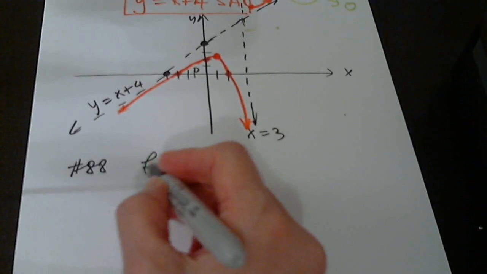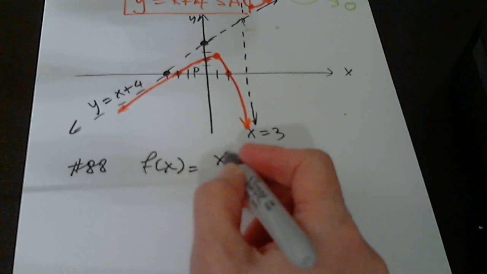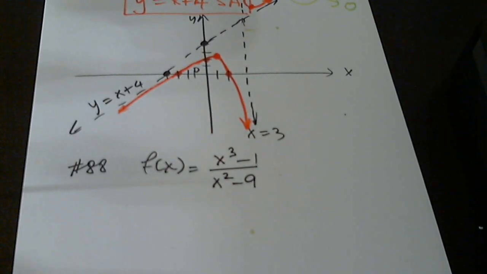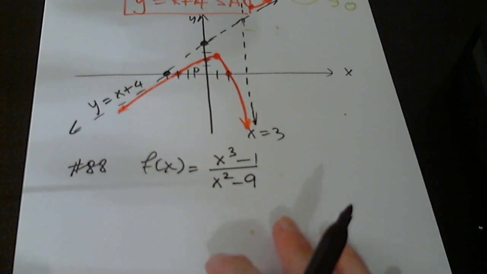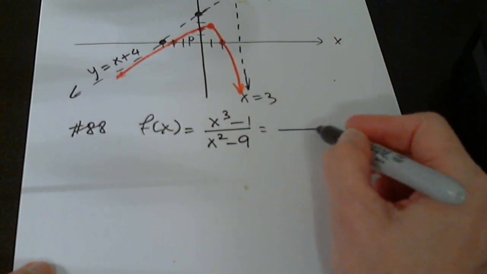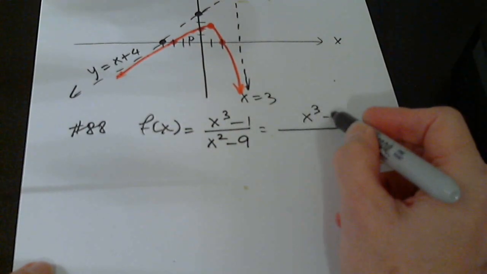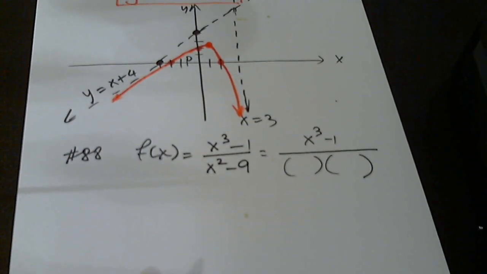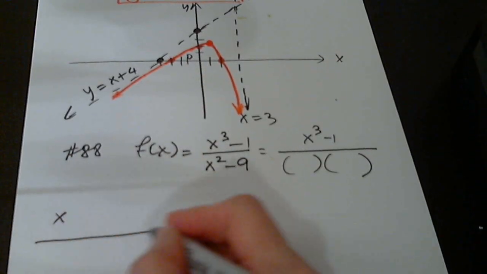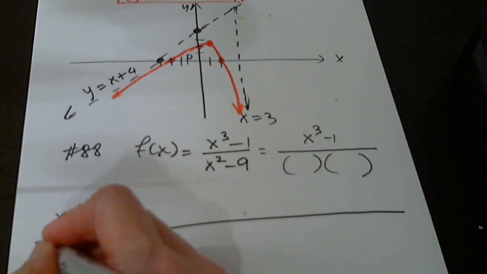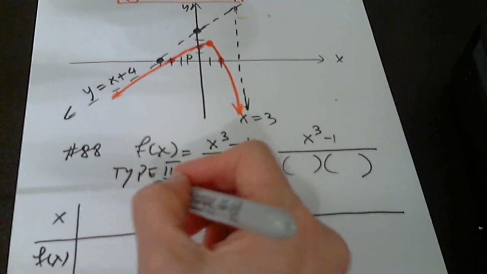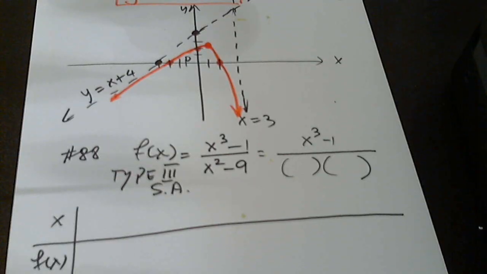In 88, we have f of x equals x cubed minus 1 divided by x squared minus 9. Perfect pick. Good. We have to factor at least the denominator in order to identify the domain. And I will also make myself a note, type 3, slant asymptote. Perfect.